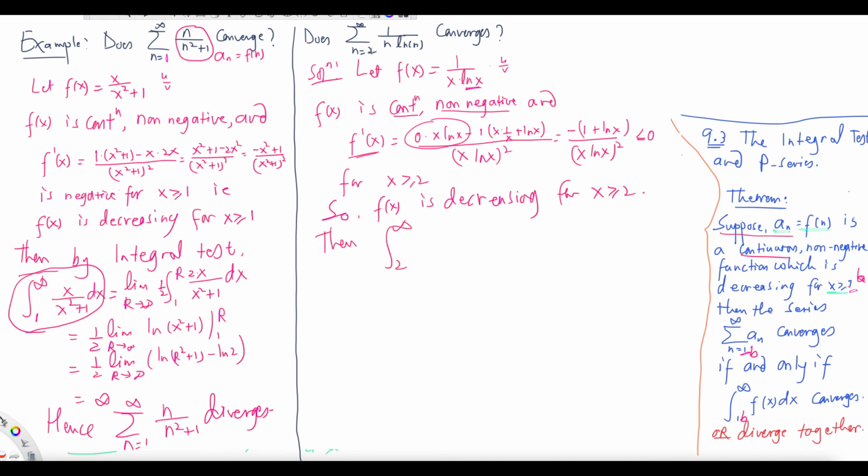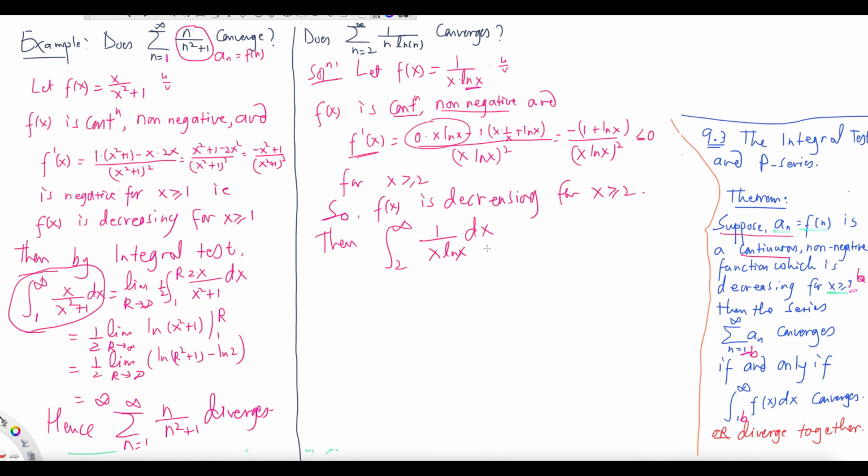Since the summation starts from 2, I am just starting the integral from 2 to infinity of 1 over x natural log of x dx. If this integral is finite, then this series converges. If this integral is infinite or diverges, then the series diverges. Okay? So how do I find this?